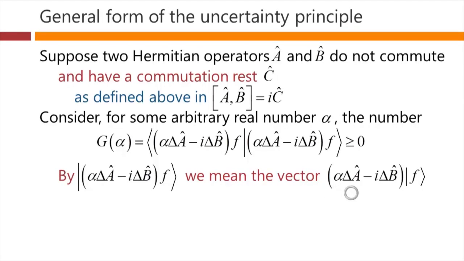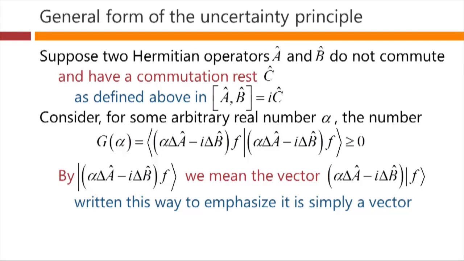So mathematically, this whole thing here is just a vector. It's an operator operating on a vector, which gives us, therefore, a vector. So this whole thing here is the inner product of a vector with itself. And therefore, this must be greater than or equal to 0. So this is just all mathematics here for the moment. But this is a mathematically correct statement. And we're writing it this way for the moment just to emphasize that this thing here is just a vector and this thing here is just a vector.